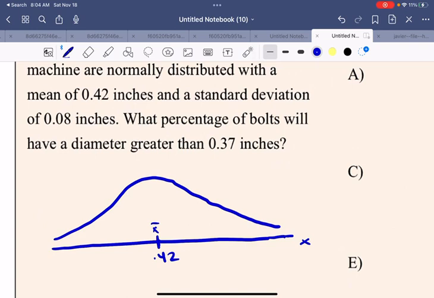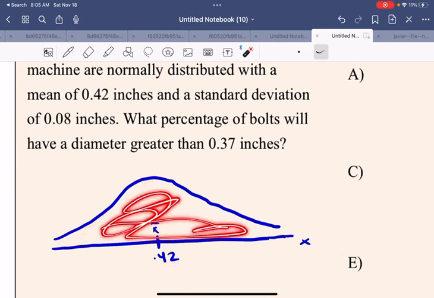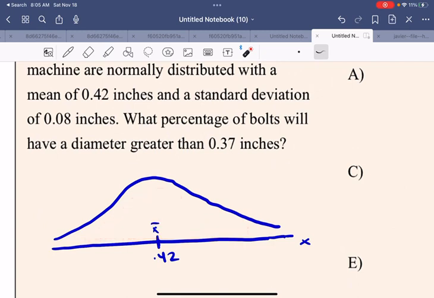Because it's normally distributed, we know that half of the bolts are over here, bigger than 0.42, and half of them are over here, together under the curve. This represents 100% of the area. It also tells us the standard deviation is 0.08, so I would write standard deviation is equal to 0.08 here, just so I don't forget.